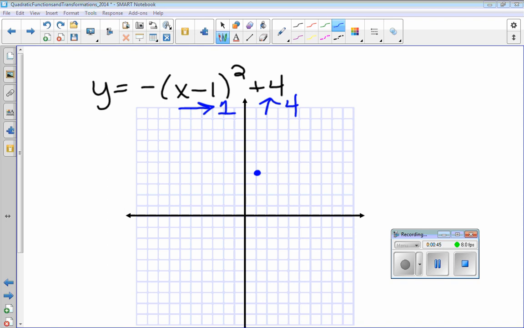Or you could flip it first and then translate it. Either one works, but I think it might be easier for us to just move the vertex and then flip it upside down right there. Okay? So now the parent shape goes typically, I'll draw the parent real quick. The parent shape typically goes right 1, up 1, right 2, up 4, and left 2, up 4. So this is the parent.